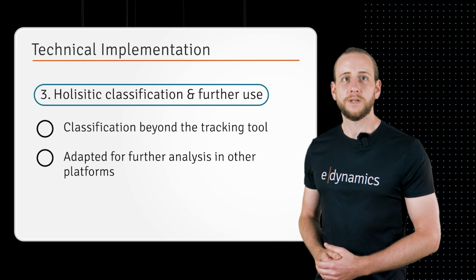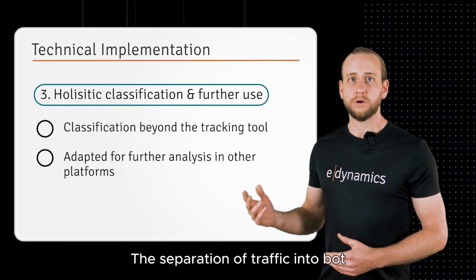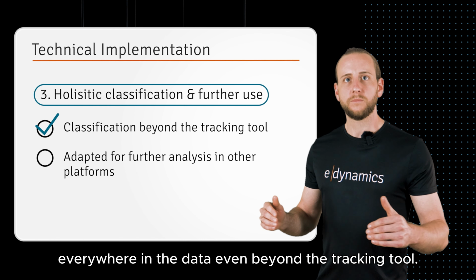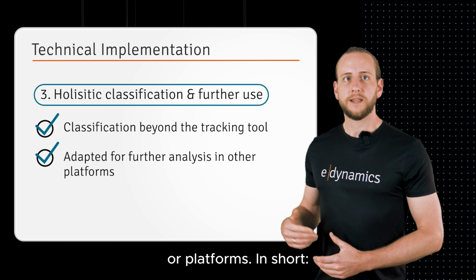Third, holistic classification and further use. The separation of traffic into bot or human traffic is available to you everywhere in the data, even beyond the tracking tool. It can be used for further analysis in other tools or platforms.